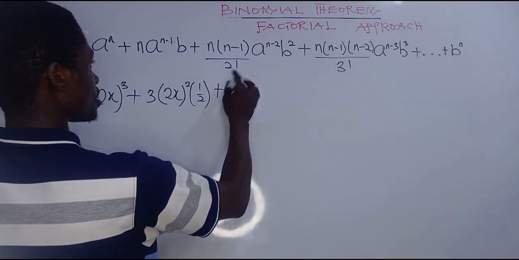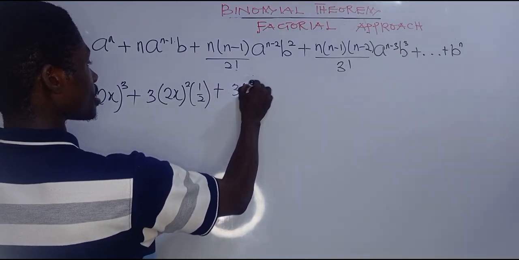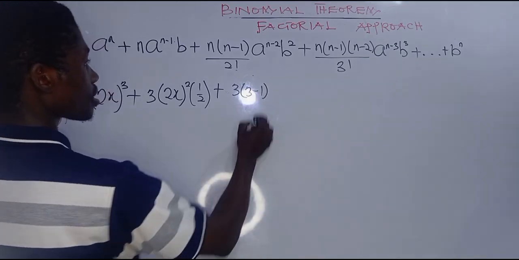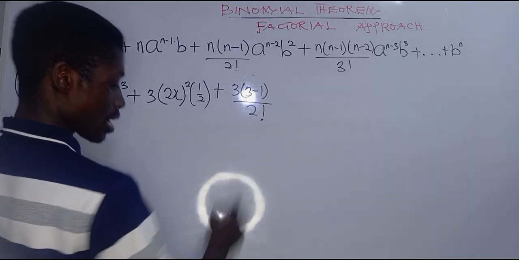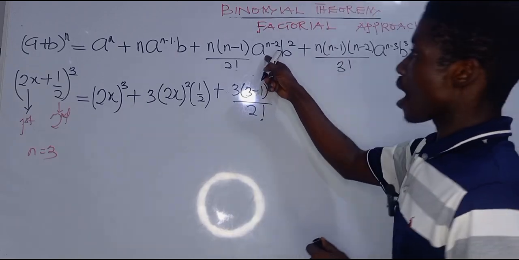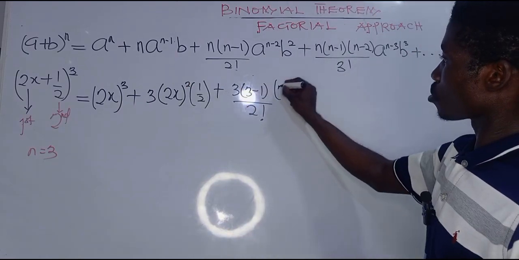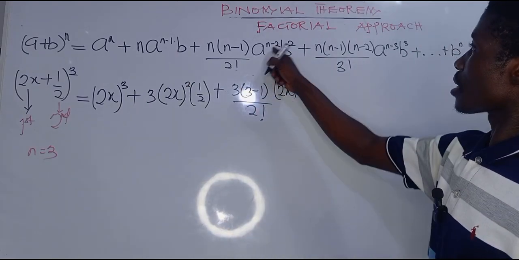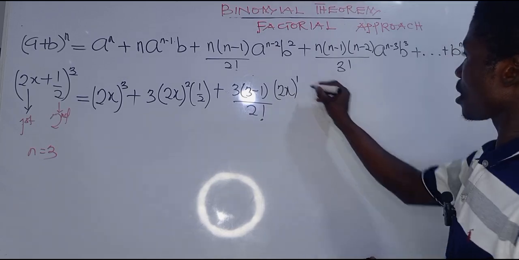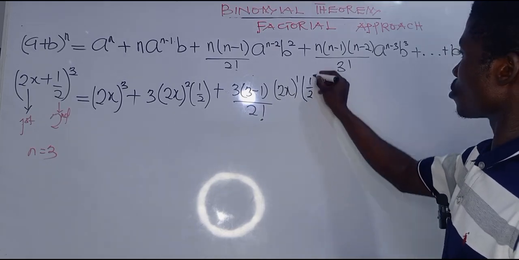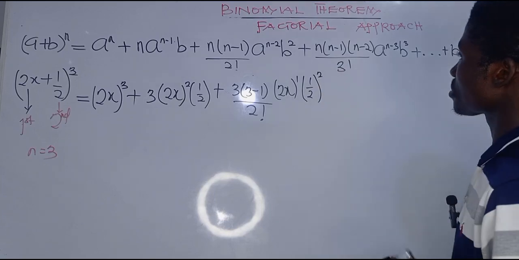Plus 3 minus 1 all over what? 2 factorial. Our a is what? The first term, which is what? 2x. 3 minus 2 give us 1. And then we have 1 over 2 raised to the power 2.